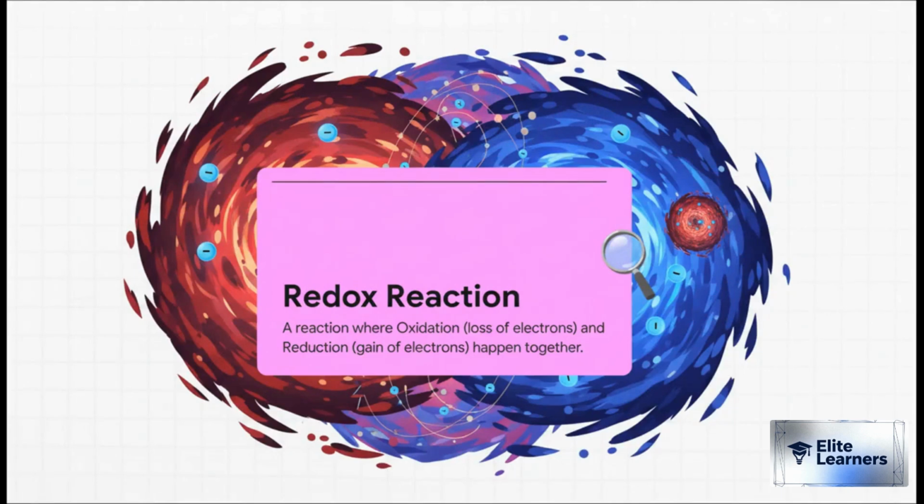Now for a really important pair, oxidation and reduction. The best way to think of them is as two sides of the same coin. Oxidation is when something loses electrons, while reduction is when something gains electrons. The key thing is, one can't happen without the other. That's why we lump them together and just call it a redox reaction.